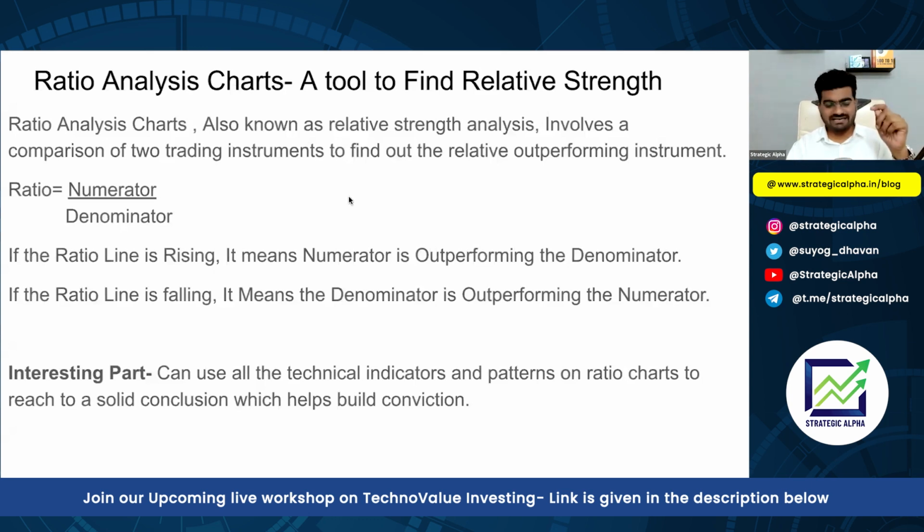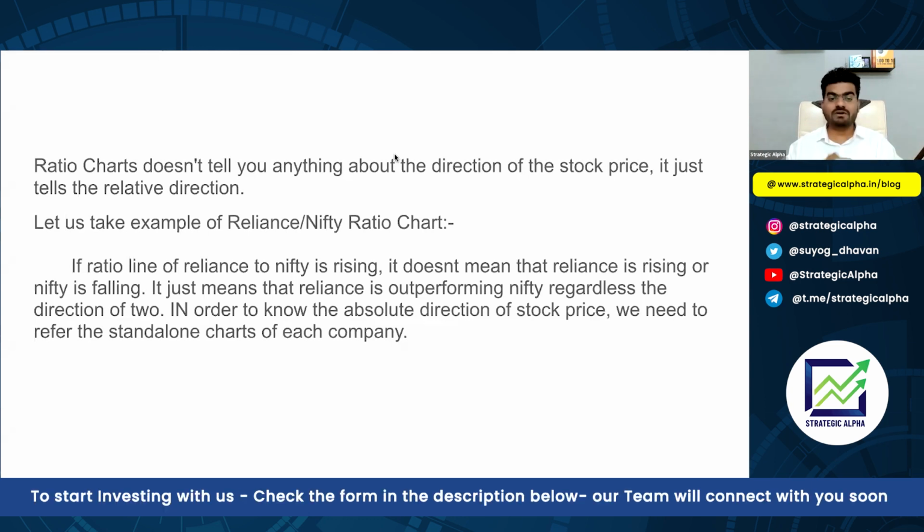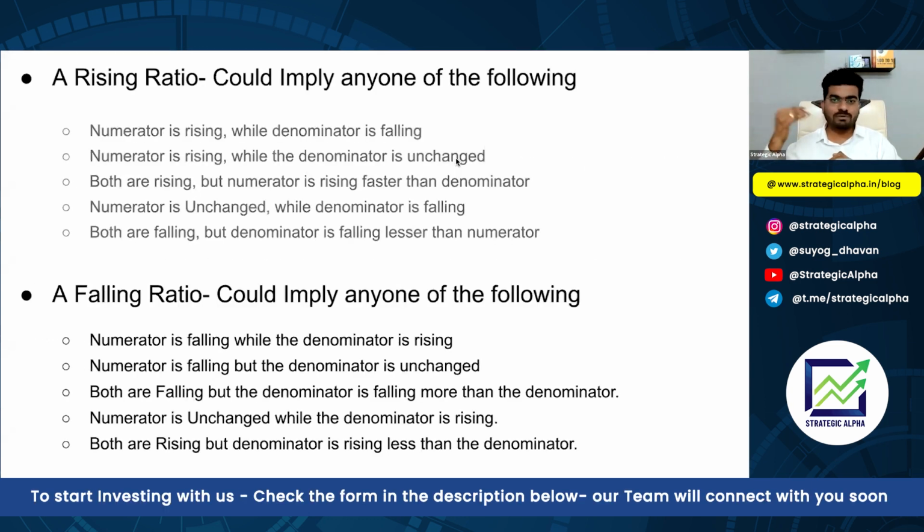So the interesting part is all the technical indicators and patterns also apply on the ratio chart. That is the best part. So if you know rounding bottom breakout, there are multiple breakouts which I have explained. If you know that, you will be able to spot that sector well. So a ratio chart doesn't tell you the direction of the stock price. What it tells you is the relative outperformance of that stock or of that sector with respect to the other sector. When the ratio chart turns positive, the numerator will outperform the denominator. So what does outperformer mean?